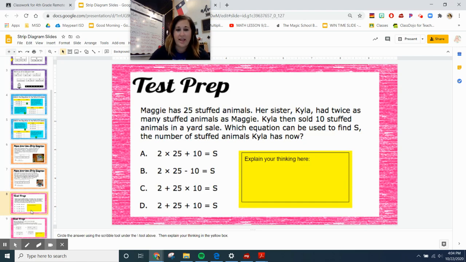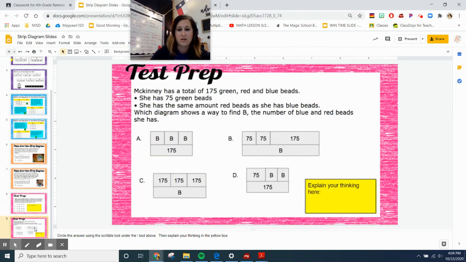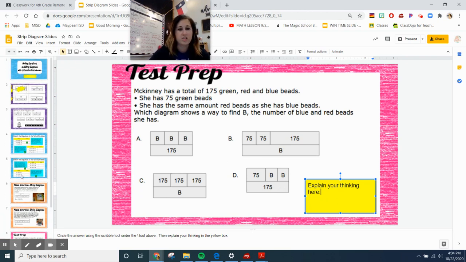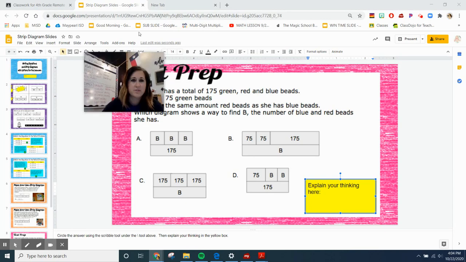Then 8 and 9 are multiple choice questions, okay? So you're going to answer it where it says explain your thinking. You're going to type your answer here, and you can explain why you chose that answer. Same for this, okay? You can type your answer here, like A, B, C, or D, and explain your answer, all right? So those are the directions for this activity. And again, at the end of this is going to be a review lesson over the strip diagrams.